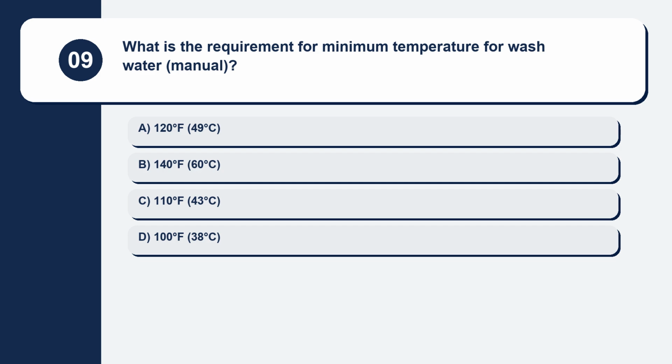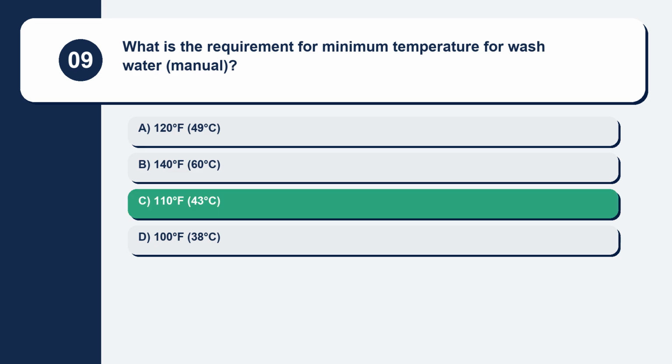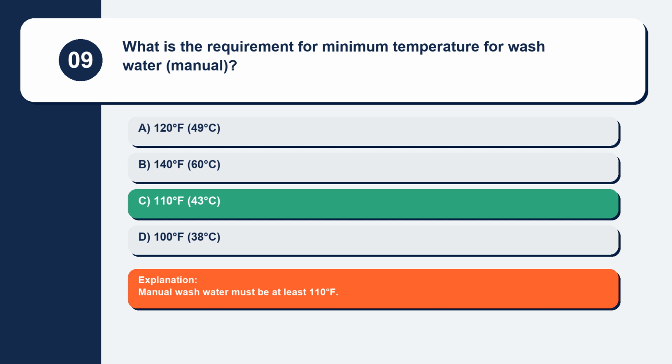Question 9. What is the requirement for minimum temperature for wash water, manual? 120 degrees Fahrenheit, 49 degrees Celsius; 140 degrees Fahrenheit, 60 degrees Celsius; 110 degrees Fahrenheit, 43 degrees Celsius; 100 degrees Fahrenheit, 38 degrees Celsius. Manual wash water must be at least 110 degrees Fahrenheit.